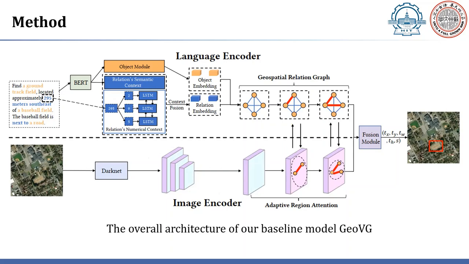Next, we introduce our method. The framework of our method is shown in the figure. Our method contains three components: a language encoder with geospatial relations, an image encoder based on adaptive region attention, and a fusion module. The language encoder mainly constructs a geospatial relation graph. Nodes and edges correspond to ground objects and geospatial relations. Each edge connects two objects. It is generated through a dot-product attention network, where these two objects are used as the query, and all relations in the expression are keys and values. The image encoder uses an adaptive region attention network to select regions of interest, where the target object and the reference objects are contained with high probability. The fusion module is used to fuse language features and visual features to predict the bounding box of the target object.